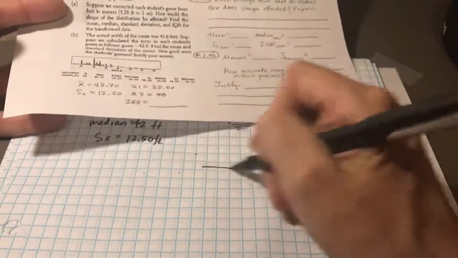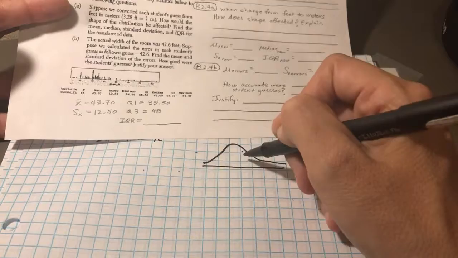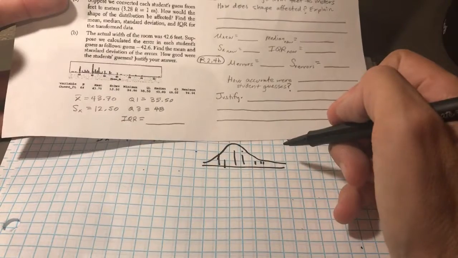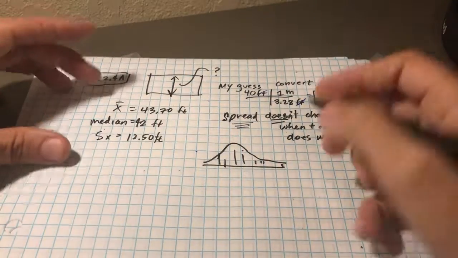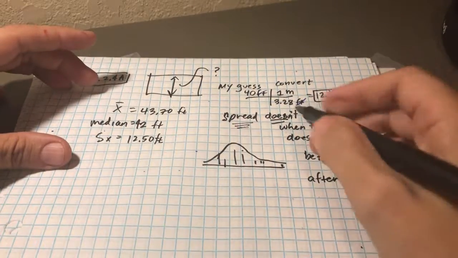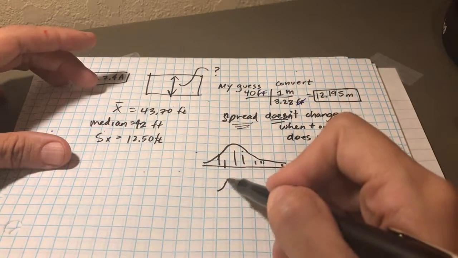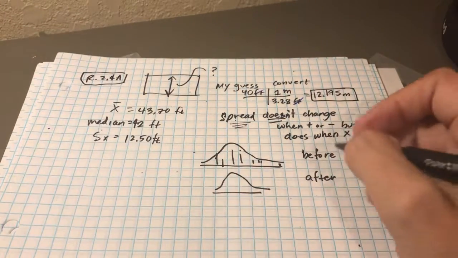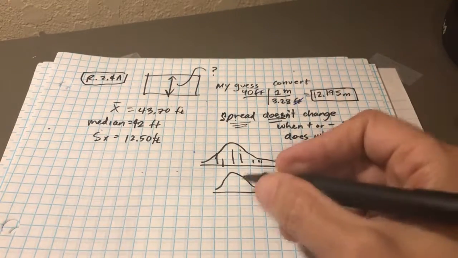So if I just approximated the shape, maybe something like this, we see a big bump over here, a couple little bumps. So maybe somebody guessed a really crazy high number. If that's my shape before, and then after, because spread does change when I multiply and divide, now it's going to be squishier. But the shape itself will probably be the same. It'll just be a little narrower. Okay, so before I divide, this is what it would look like. After I divide, this is what it would look like.